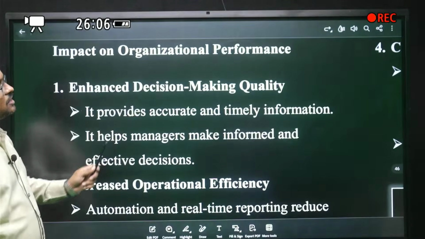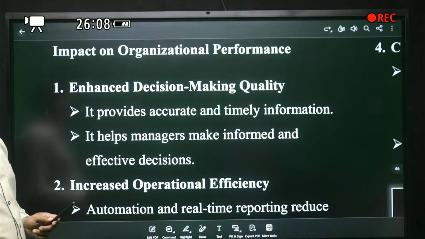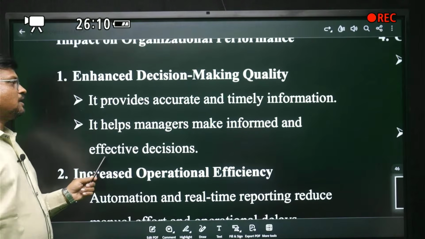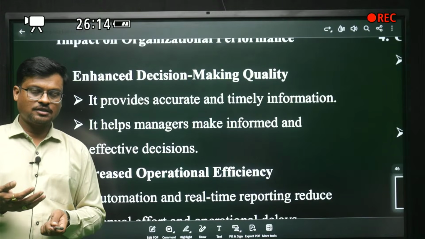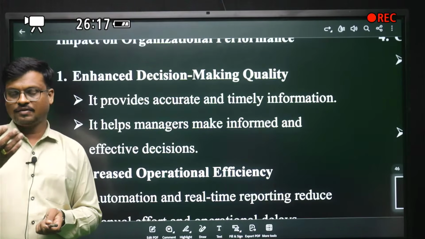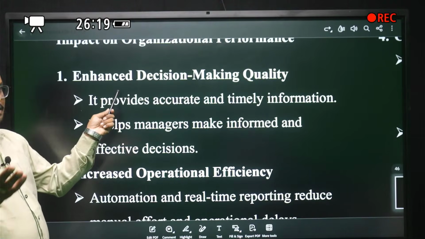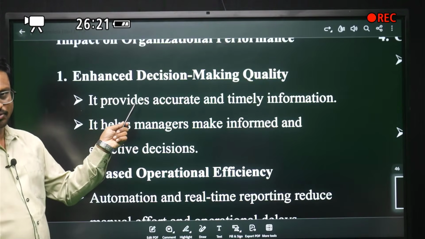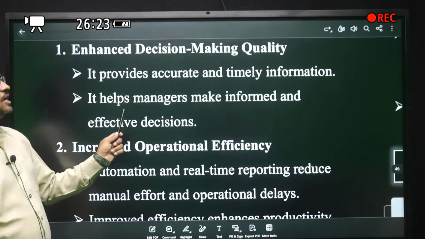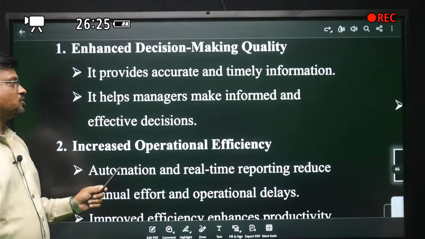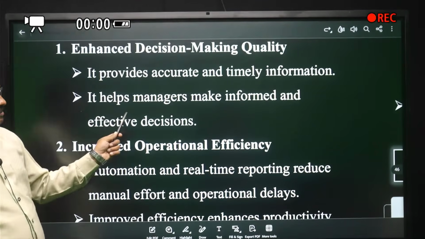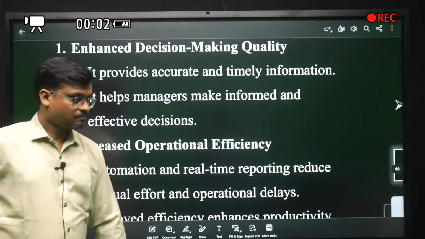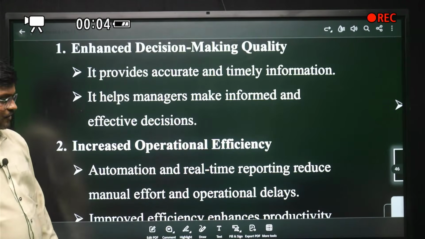Next, how does this BI impact organizational performance? Right, it will enhance the decision making quality. See, when you are able to predict the future, analyze the data, and everything is at your fingertips, automatically the decision making quality is improved. It provides accurate and timely information. It helps managers to make better decisions which are effective.